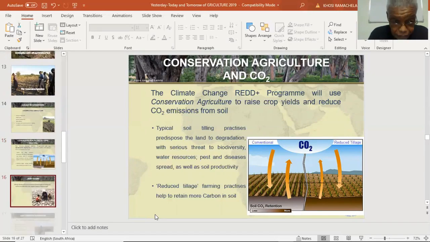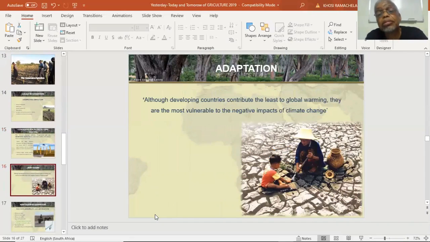environment for the crop. All right, so adaptation is fine. We can do whatever mitigation, but climate change is here.